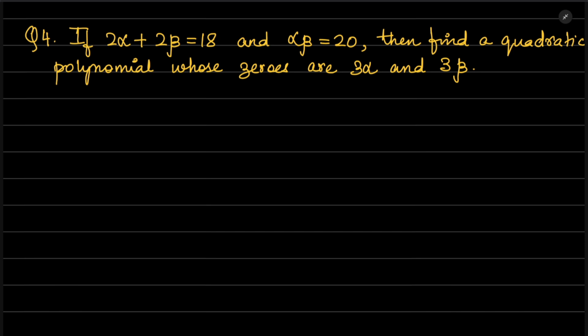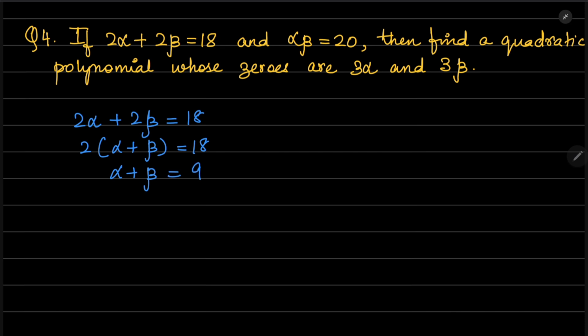Very easy. First of all, whatever is given, 2 alpha plus 2 beta, is the sum of the zeros. Let's calculate it. Take 2 common out. Your alpha plus beta equals 18 by 2, which is 9. So this is your sum of zeros. Again, alpha beta, the product of zeros, is given as 20. You have to write a quadratic polynomial whose zeros are 3 alpha and 3 beta. So let us find the required polynomial.